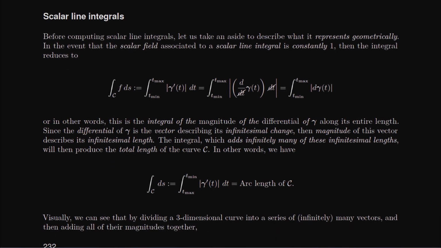Discussing a little bit more about these scalar line integrals, that's what we're actually going to tackle today. Let's talk about what they actually represent. In the case where I let this scalar be constantly 1, let's allow f to just equal 1 everywhere. Then the scalar integral gets defined as the following. It's defined as the integral from the minimum time to the maximum time of the magnitude of the derivative of my curve, dt.